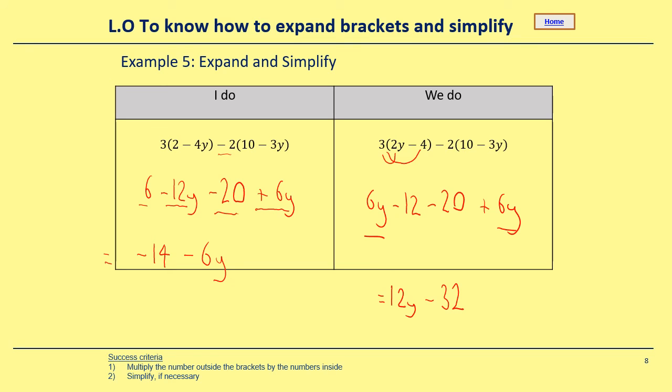So again, please mark it here. If you didn't get that answer, go back through it, try and spot with mine where you went wrong, and if you did get this right, you're doing absolutely amazing, so well done.